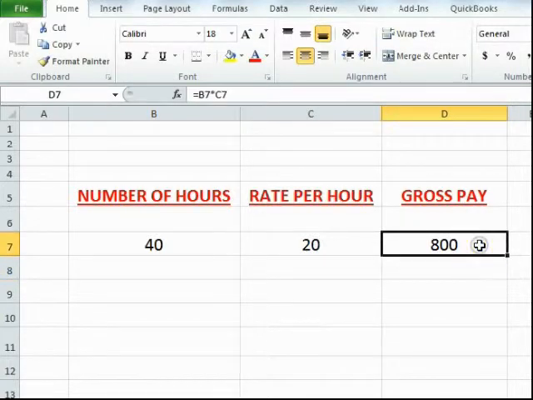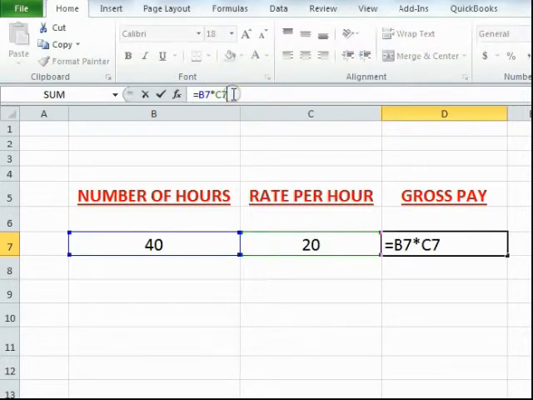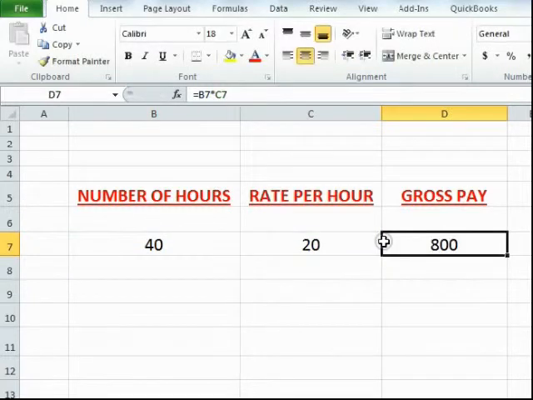When I click back on cell D7, you can see that the number 800 is not really what's in cell D7. The formula bar is showing what's really in cell D7 is B7 times C7. Now, why is it better to type in B7 times C7 and have the computer looking at whatever number's in the box or whatever number's in the cell instead of typing in the actual number?